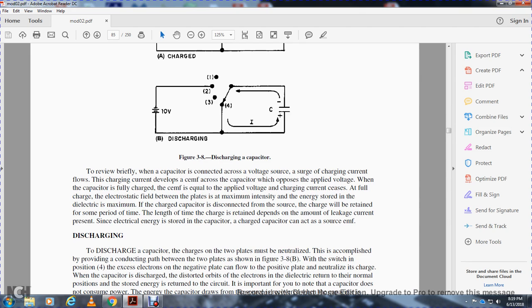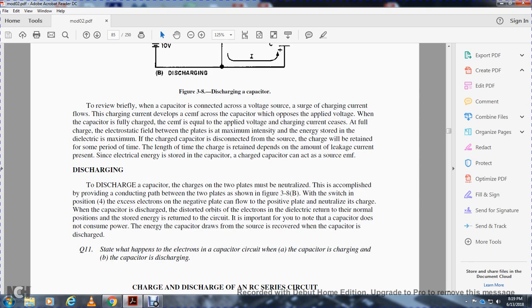At full charge, the electrostatic field between the plates is at maximum intensity, with the energy stored in the dielectric. When the capacitor is disconnected from the source of the charge, the charge will be retained for a period of time that depends on the amount of leakage current present. The capacitor can act as a source of electromotive force.